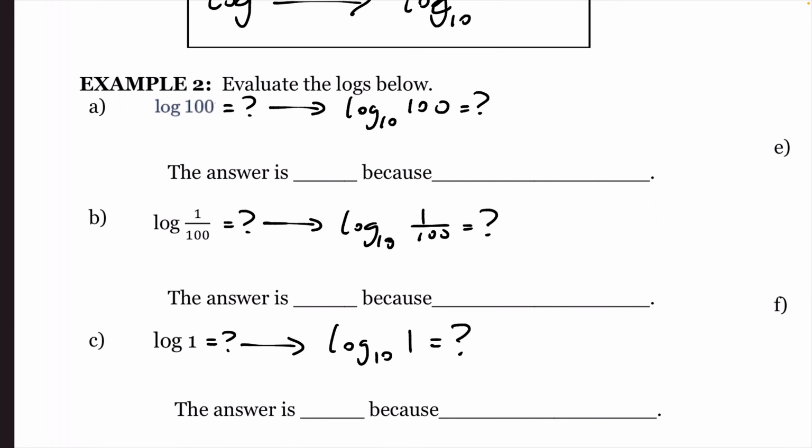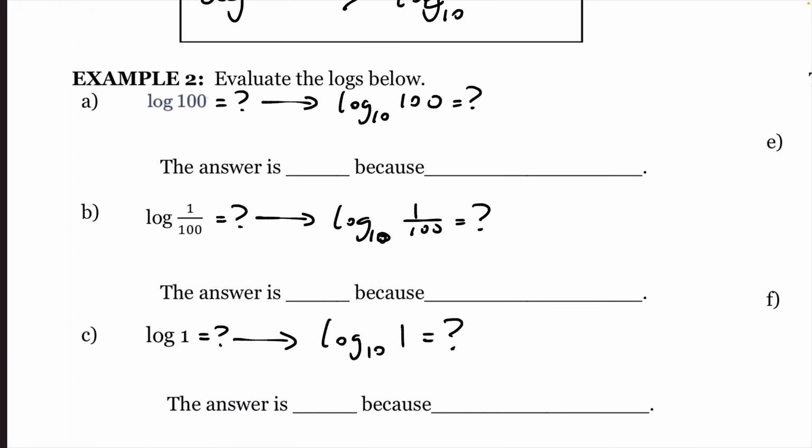All you got to do is plug in, all you got to do is hit that magic button. What do you get when you put log 100 in? What do you get? 2. Because 10 to the second power is 100. What do you get when you put log of 1 over 100? You get negative 2.